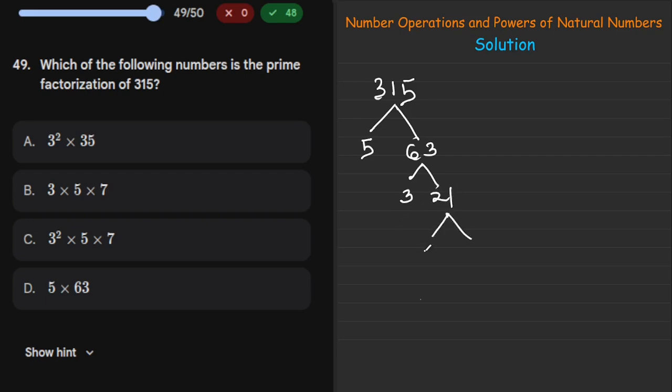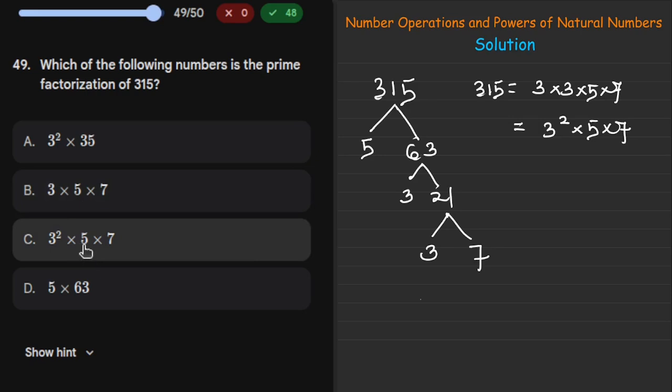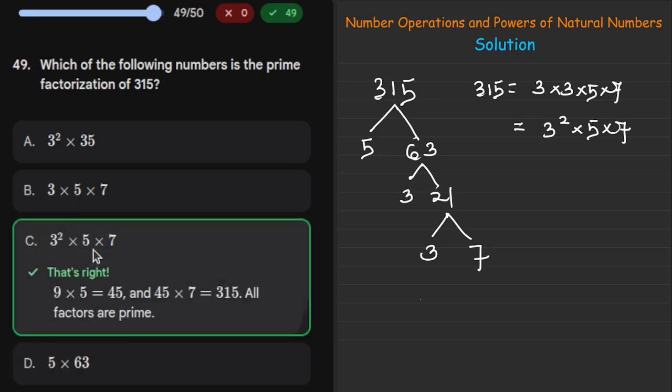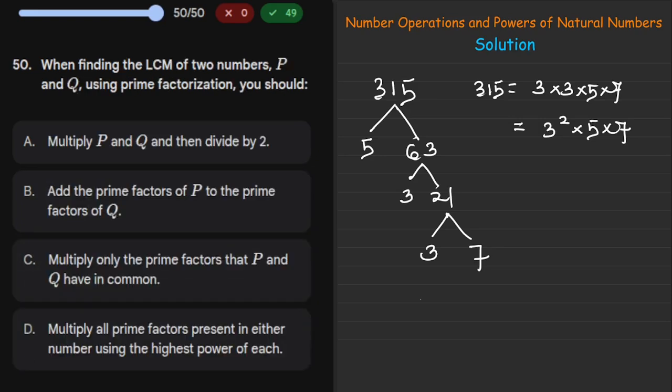For 21, we can still work with 3 as well. And 3 times 7. So 315 is actually 3 times 3 times 5 times 7, which is 3 squared times 5 times 7. 3 squared times 5 times 7, that gives us C.